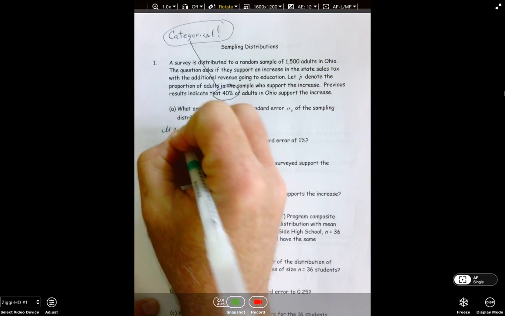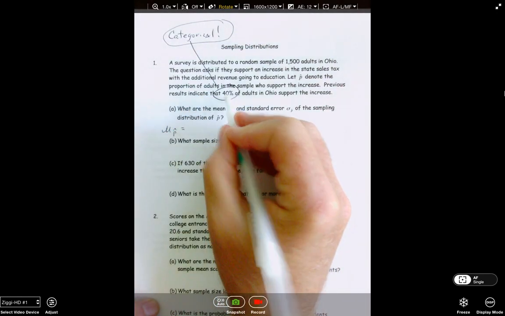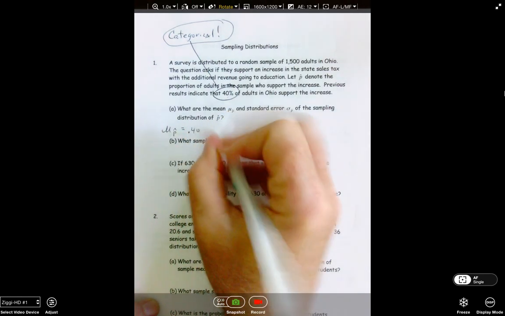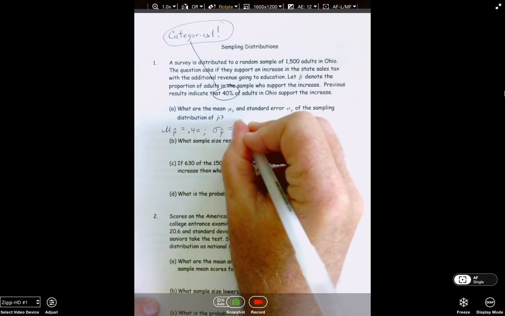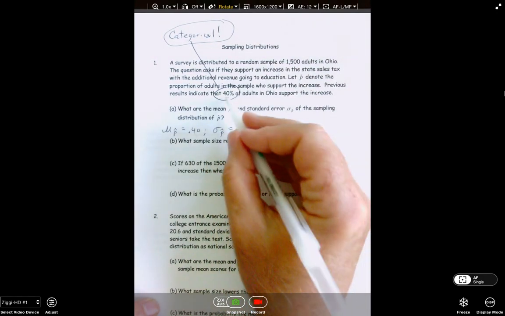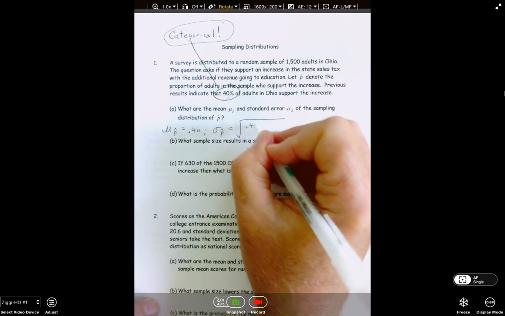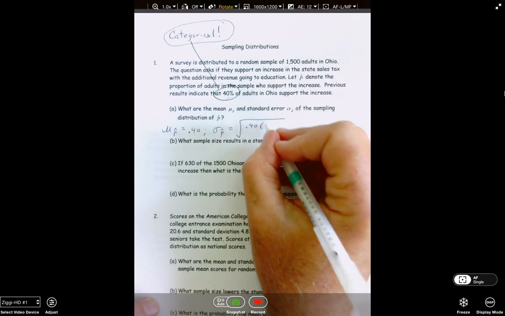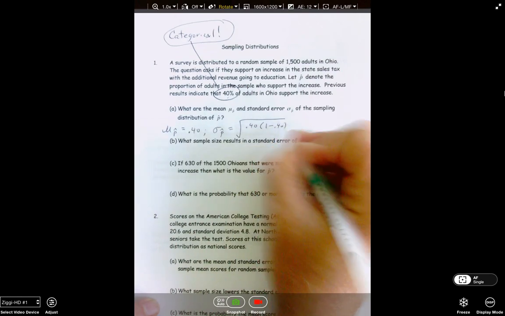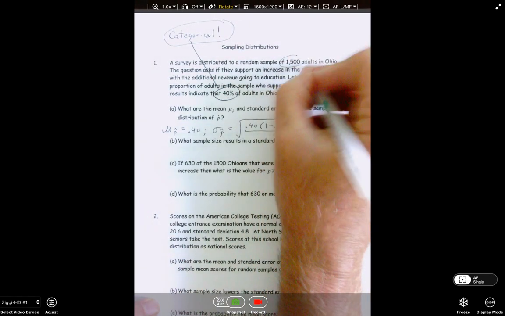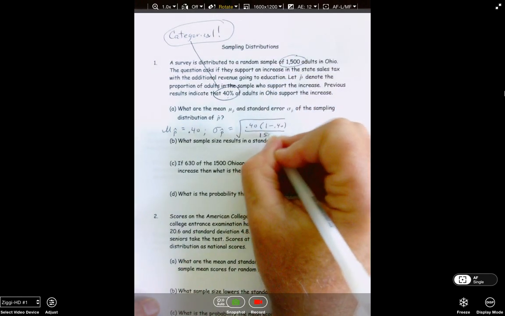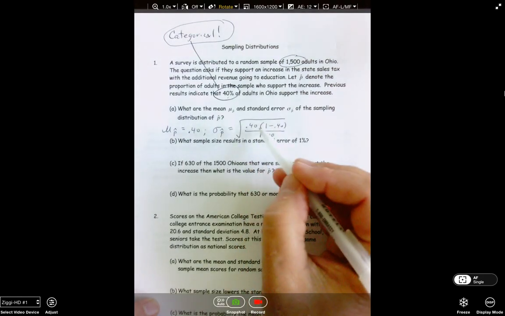So guys, as we've seen before, the mean of these problems is the percentage that you're given. And the standard deviation of these problems is the square root of the value you're given times 1 minus the value you're given, divided by the sample size. So everything is under the square root.